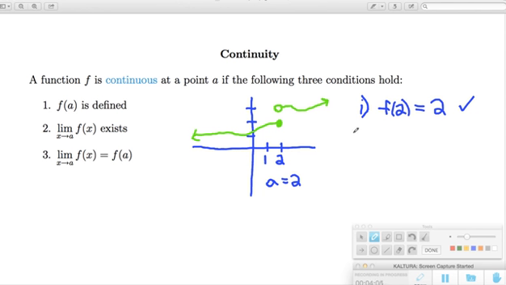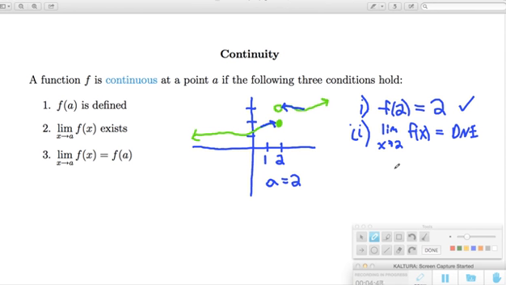The next question is looking at the limit. Well, the limit as x values get close to 2 of the function, if you look at this limit, does not actually exist, because if you come from the left, it goes towards a y value of 2, and if you come from the right, it goes towards a y value of 3. So since 2 is not equal to 3, the limit does not exist. So therefore, the function fails condition 2, and so therefore it's not a continuous function.